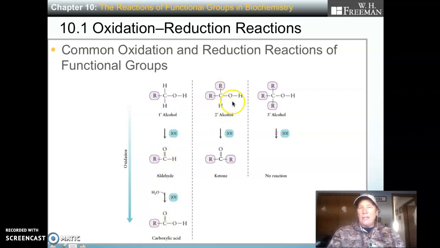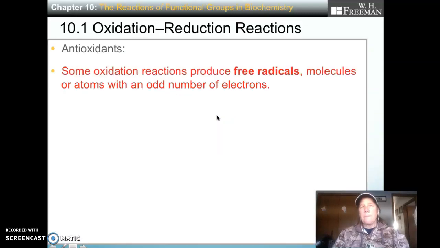If you've got it here, we have two R groups, okay, now you can only produce a ketone, where you get a double bond O. It's going to be in the middle, okay? And then if you have three R groups there, it won't produce anything. So when you're doing oxidation reduction, it only happens with a primary or secondary alcohol, okay?